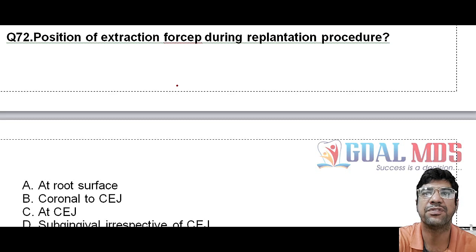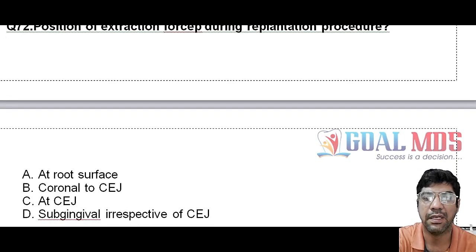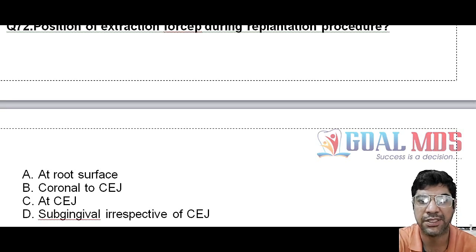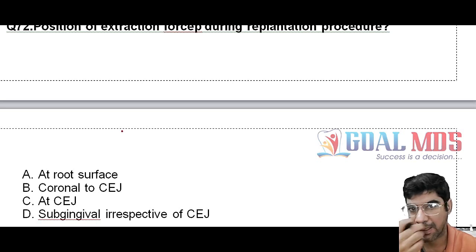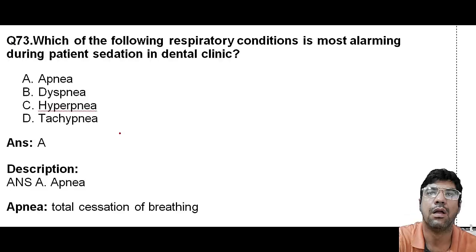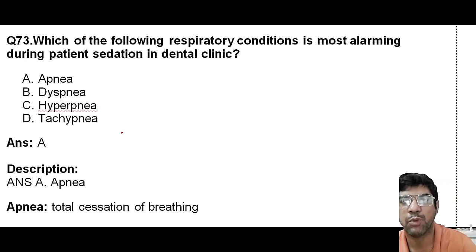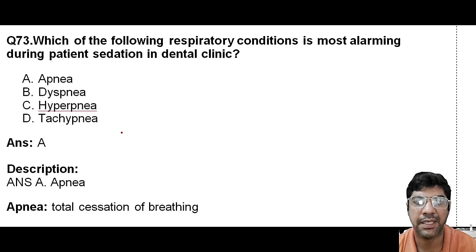Position of extraction forceps during the reimplantation procedure: it should always be coronal to the cemento-enamel junction. So the beaks of the forceps are placed on the tooth coronal to the cemento-enamel junction during the reimplantation procedure.